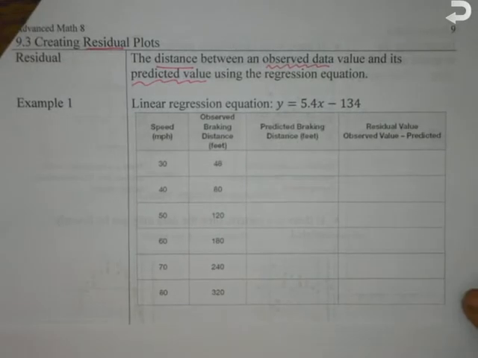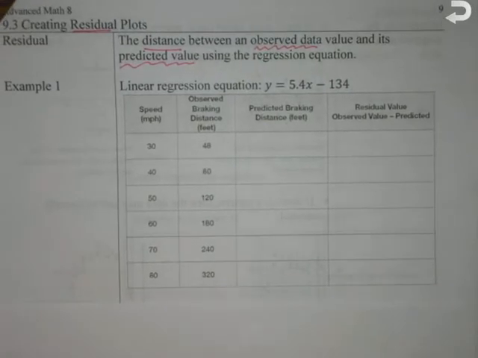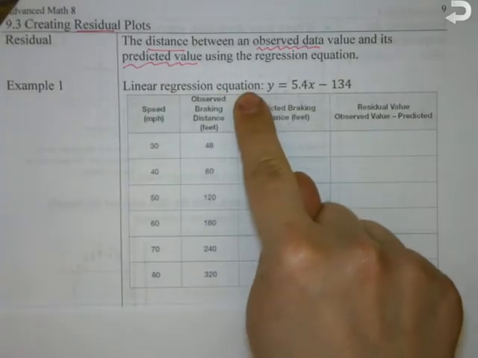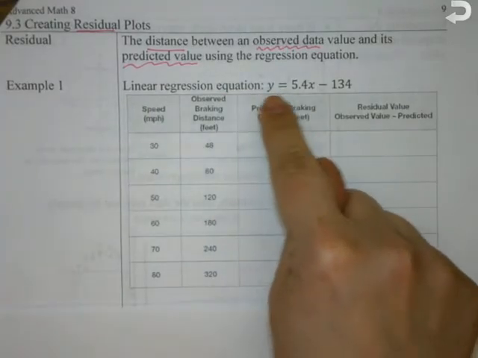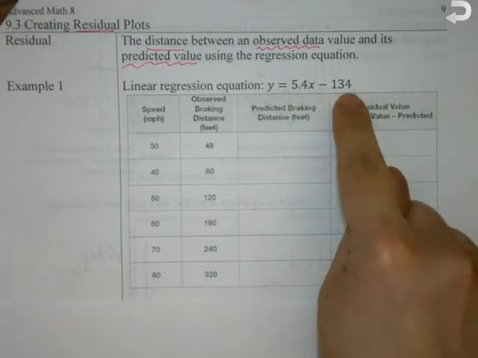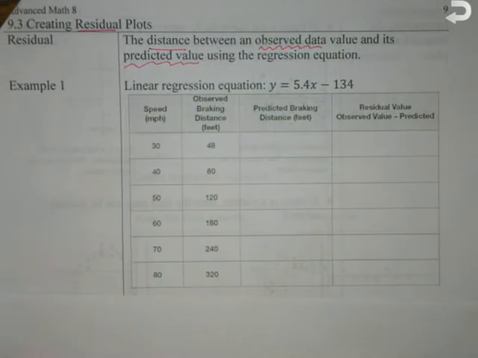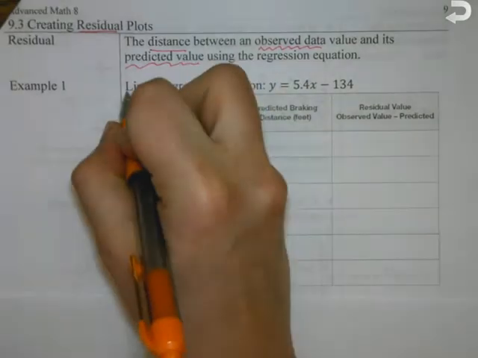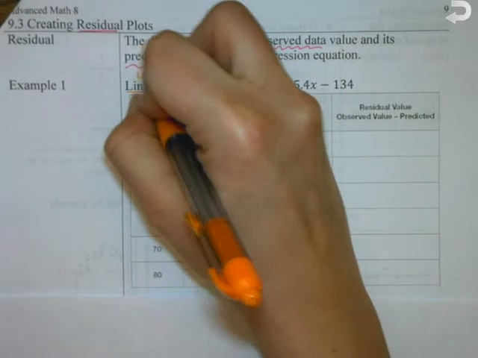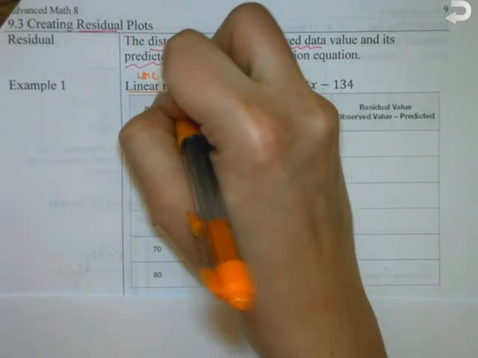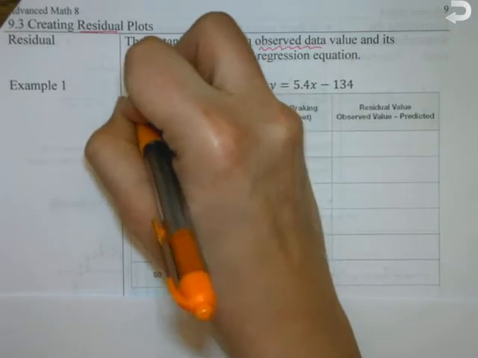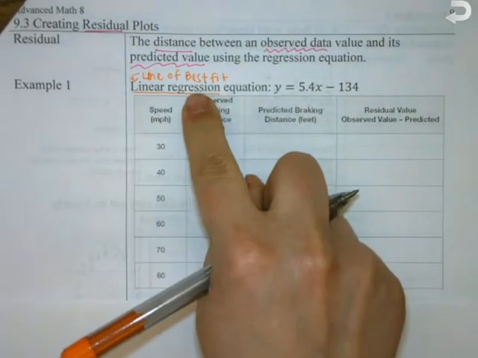Okay? So to do this, we're going to create a table to help you organize your information. I'll give you a second to set up the table, but here's how it's laid out. On top of the table, I give you the linear regression equation. So this one is y equals 5.4x minus 134. And remember, what would be another word for the linear regression equation? Line of best fit. Okay, so linear regression equation is the same as saying a line of best fit.